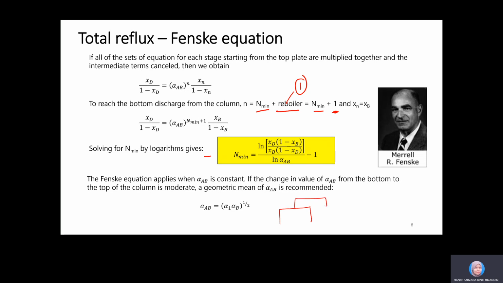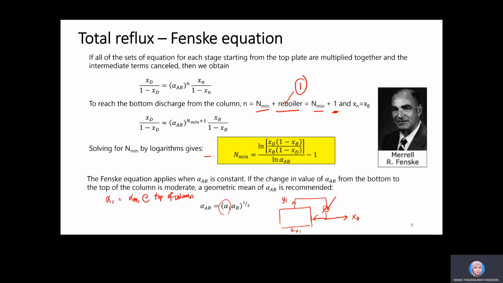So you have to always visualize what happens inside your column. This is your XD, this is your Y1, and this is your plate number 1. Y1 would be in equilibrium with X1, i.e. the liquid leaving plate number 1. Y1 is not in equilibrium with XD, because Y1 is actually equal to XD. So how do you get alpha 1? Alpha 1 is the alpha at the top of the column. So alpha 1 equals alpha AB at the top of the column.